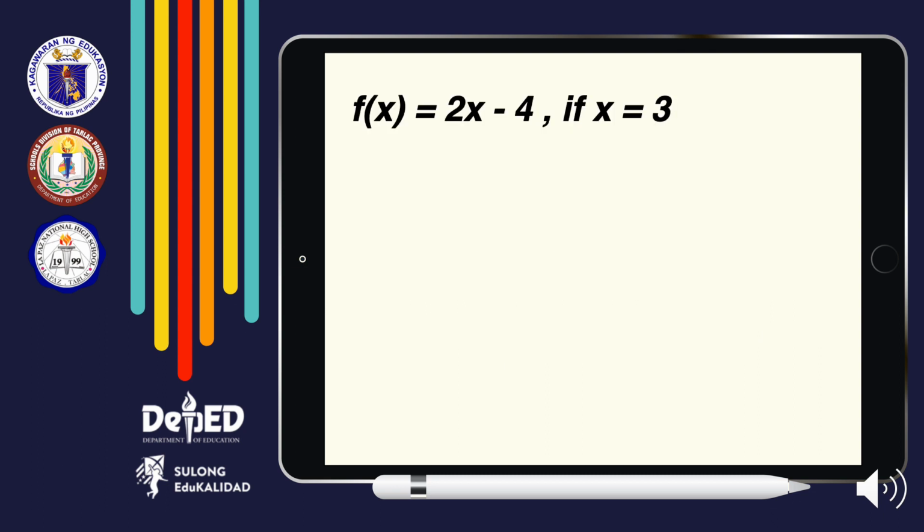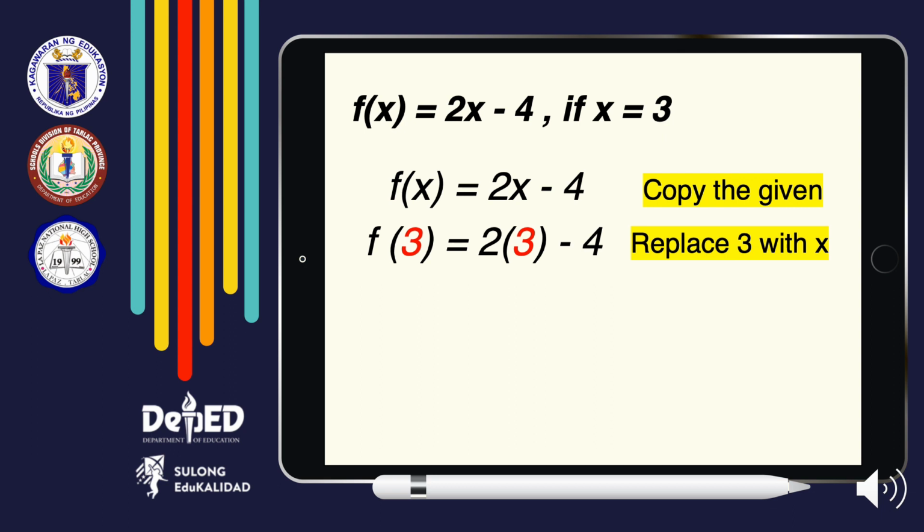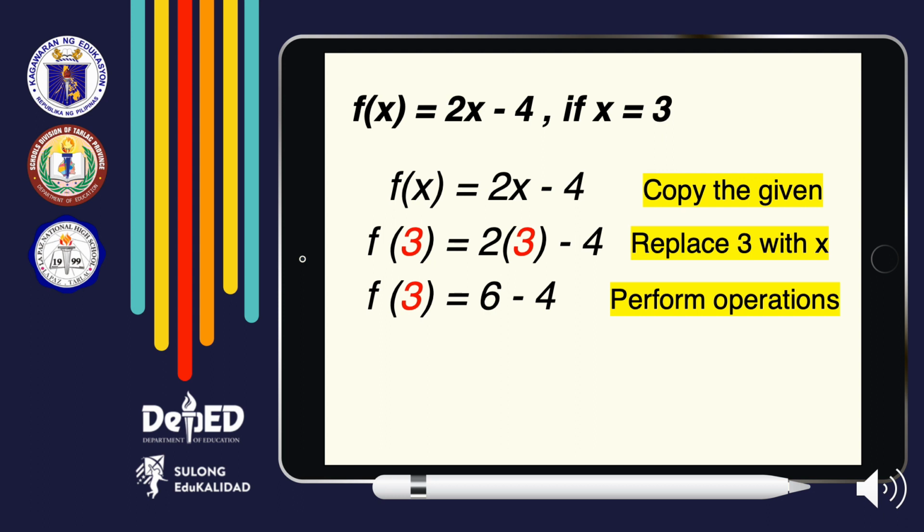Now let's evaluate the function. Step 1, copy the given. The given function is f of x is equal to 2x minus 4. Step 2, replace x with 3. Now we have f of 3 is equal to 2 times 3 minus 4. Next, perform the indicated operation. So f of 3 is equal to 6 minus 4, and 6 minus 4 is equal to 2.